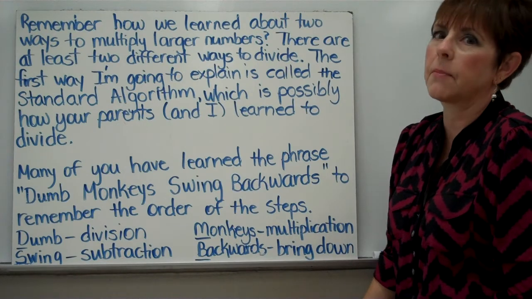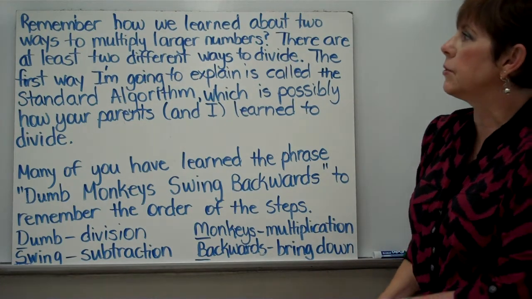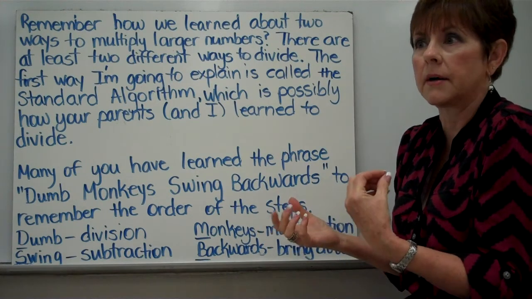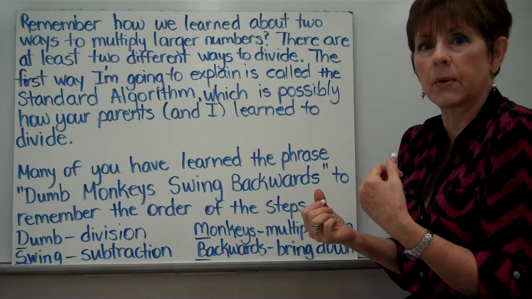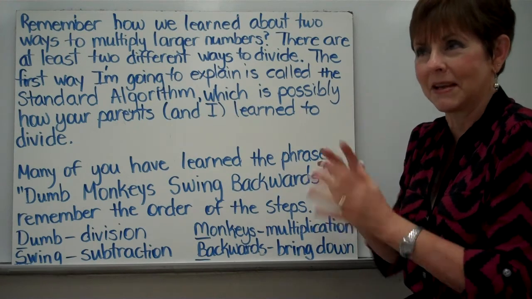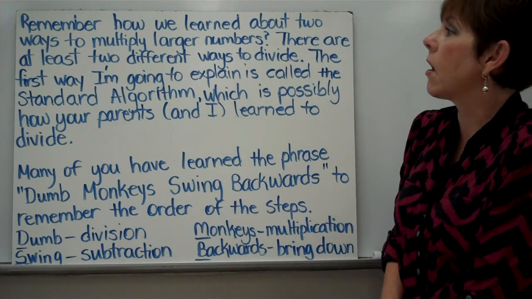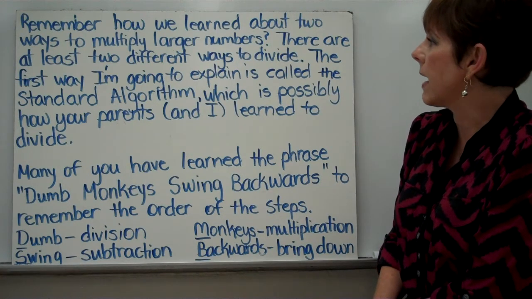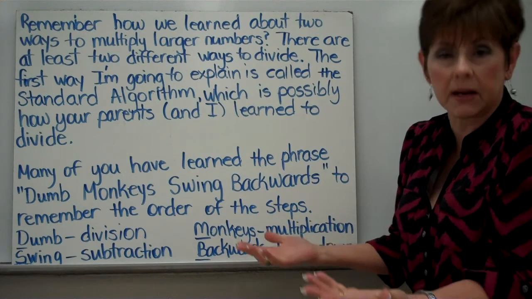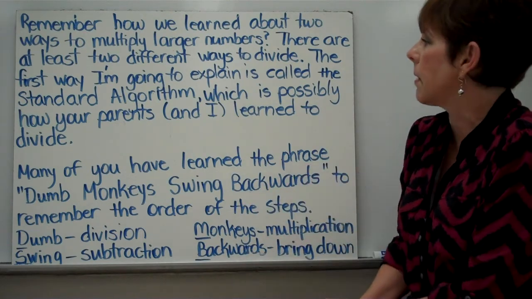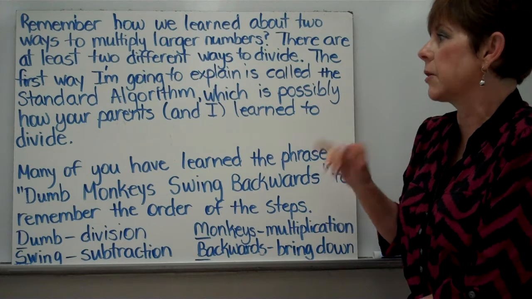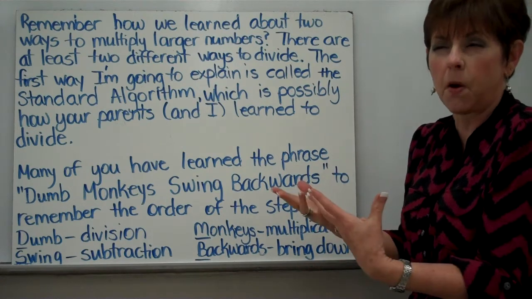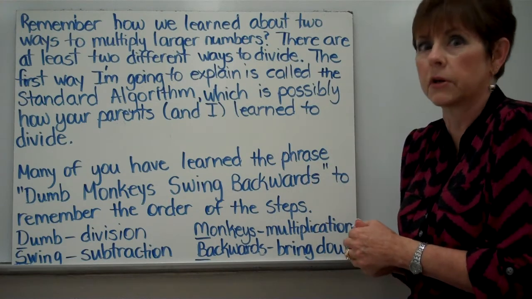Remember how in a previous video we learned about two ways to multiply larger numbers? We talked about the standard algorithm, and we also talked about the window method. It looks like a box. Well, there are at least two different ways to divide larger numbers. The first way I'm going to explain is called the standard algorithm, which you heard with multiplying, and that's possibly how your parents, and I learned it too, learned how to divide. This has probably been around for years and years.